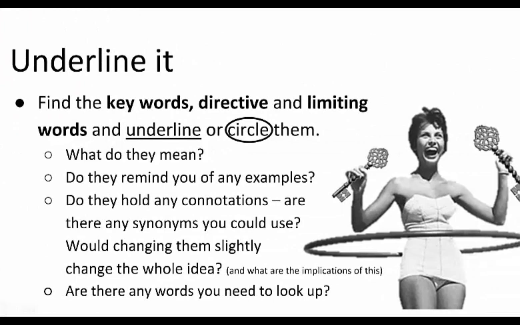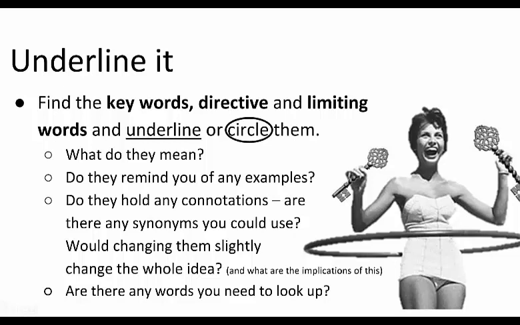So to make sure you understand the question, you go through the things that we talked about in our last video, where you look at the keywords, the directive words, and the limiting words, and you want to underline or circle them. Think about, what do those words mean? Do they remind you of any examples? Do the words hold any connotations? For example, the word crazy compared to emotional can mean the same thing, but they have slightly different connotations to them. Are there any synonyms you could use?